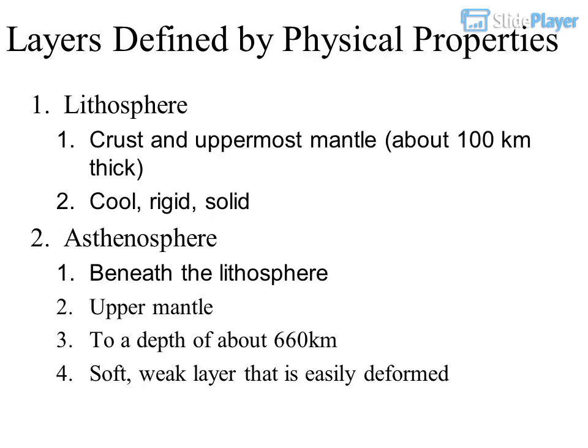Layers defined by physical properties. Lithosphere. Crust and uppermost mantle, about 100 kilometers thick. Cool, rigid, solid. Asthenosphere. Beneath the lithosphere. Upper mantle. To a depth of about 660 kilometers. Soft, weak layer that is easily deformed.